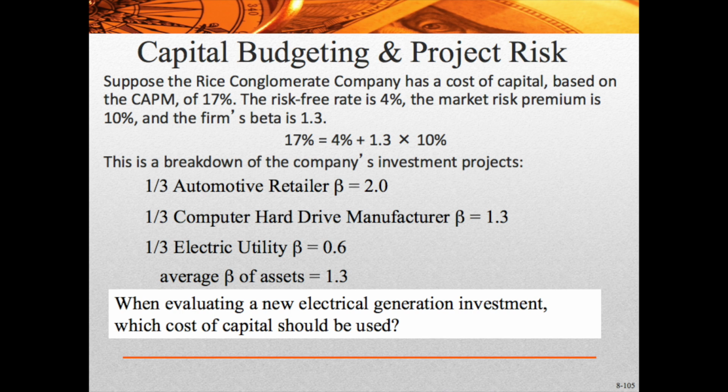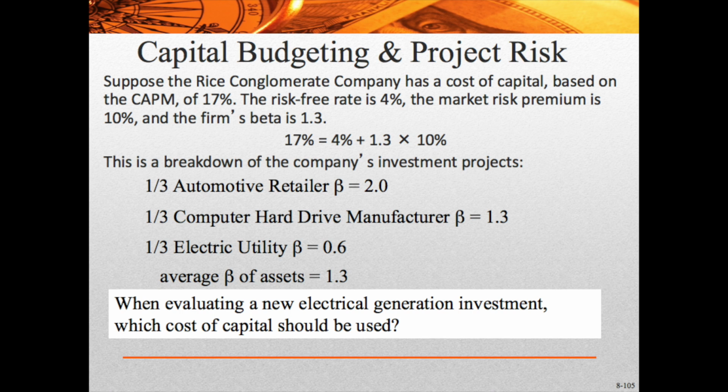Now, this is different than our PowerPoint company that just has PowerPoint going on. This is the overall conglomerate of Rice Enterprises here. And so Rice Enterprises has a lot of things going on, and we want to look at each one individually. So, for example, we have an automotive retailer that has a beta of 1.2. We have a computer hard drive manufacturer that has a beta of 1.3, and an electrical utility, which has a beta of 0.6. So the average beta of the assets is 1.3.